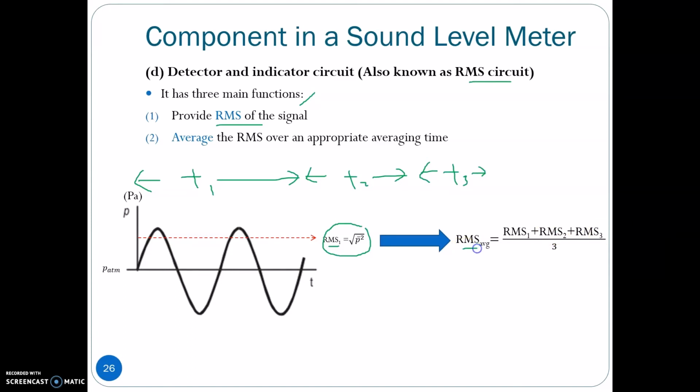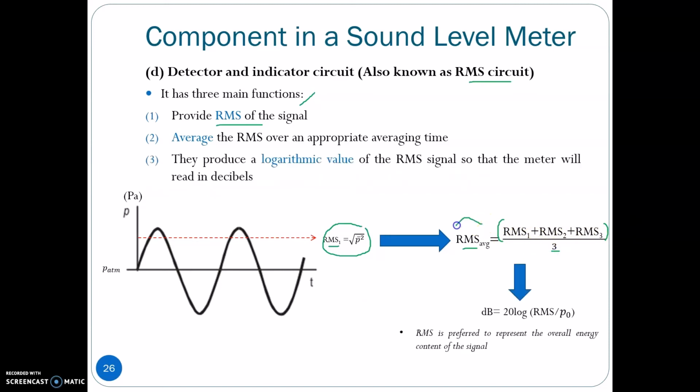Then we can find the average of RMS by taking the total RMS from time interval 1, 2, 3, and so on, and dividing by the total number of time intervals. The unit of the RMS pressure is given in Pascal. We can continue to convert it into dB by using this log formula, where P0 refers to the reference pressure, which is the minimum pressure that can be heard by humans.